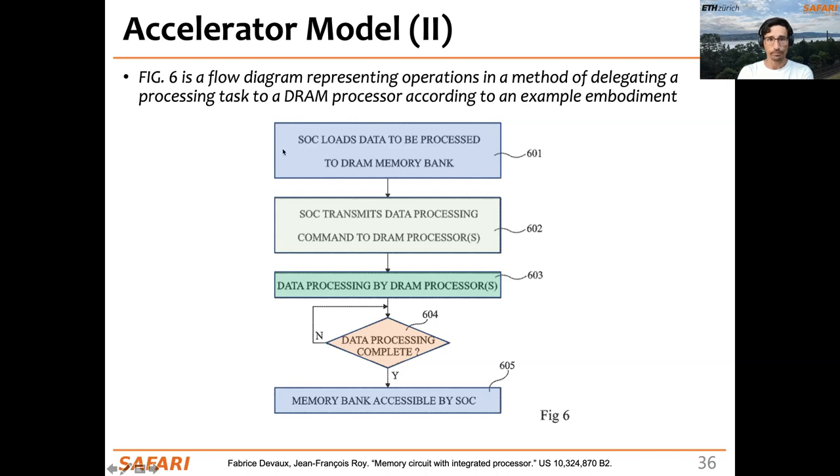As you can see, first of all, the processor loads the data to the DRAM memory bank in the PIM-enabled memory, then transmits the command to the DRAM processors, to the DPUs, and then computation starts, data processing starts in the DRAM processors. In the meantime, the CPU is polling, checking if the computation is complete on the memory side, and when it's complete, the memory bank in the PIM-enabled memory becomes accessible to the host CPU.